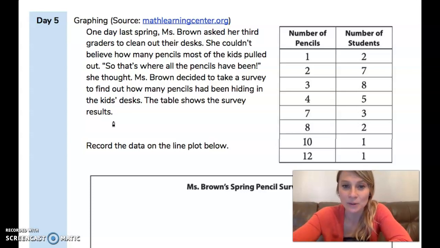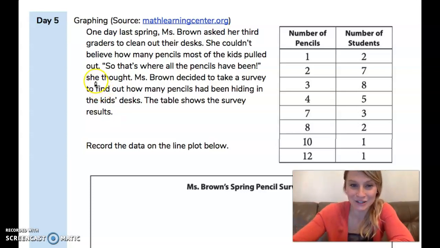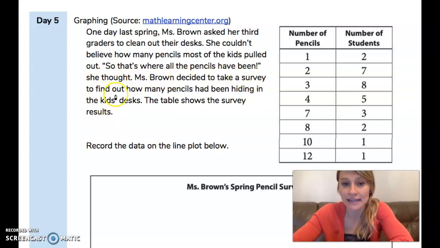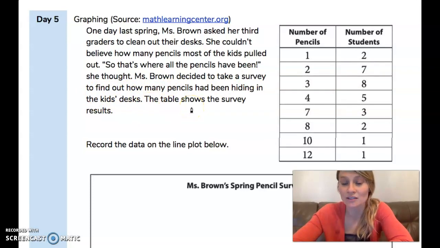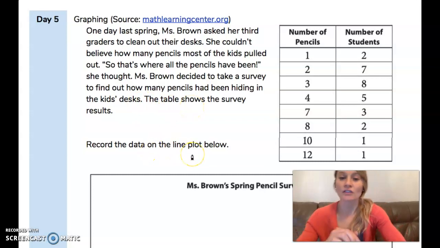One day last spring, Miss Brown asked her 3rd graders to clean out their desks. She couldn't believe how many pencils most of the kids pulled out. So that's where all my pencils have been, she thought. Miss Brown decided to take a survey to find out how many pencils had been hiding in the kids' desks. The table shows the survey results. Record the data on the line plot below.